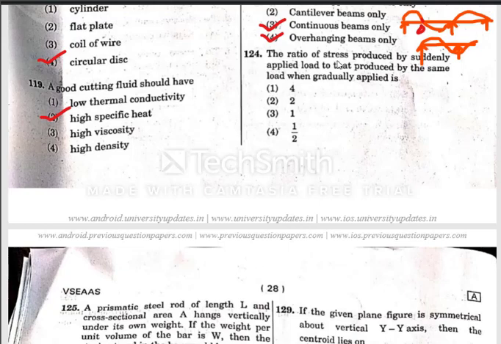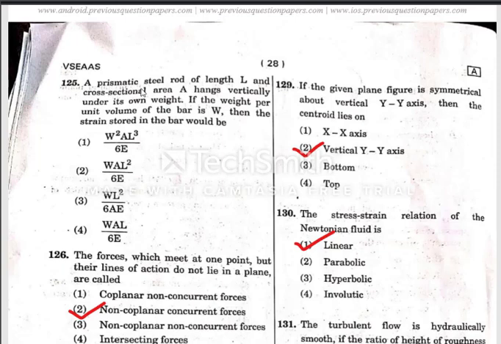And the next question: the ratio of stress produced by a suddenly applied load to that produced by the same load when gradually applied is, and the ratio is 2. So option 2 is the correct answer for this question.